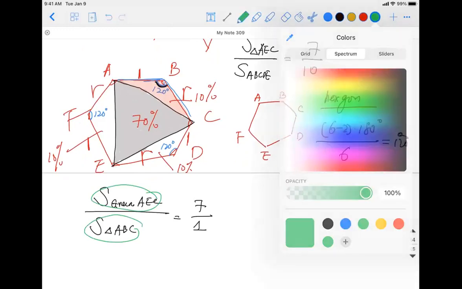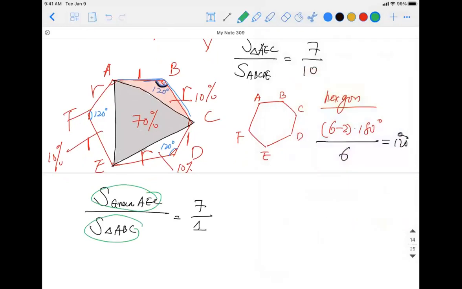If the question already gives you one side, another side, and the included angle, you would be able to determine the area of the triangle right away, which is 1/2 times 1 times R times sine 120 degrees. Is it right? The two sides times the sine of the included angle, divided by 2.